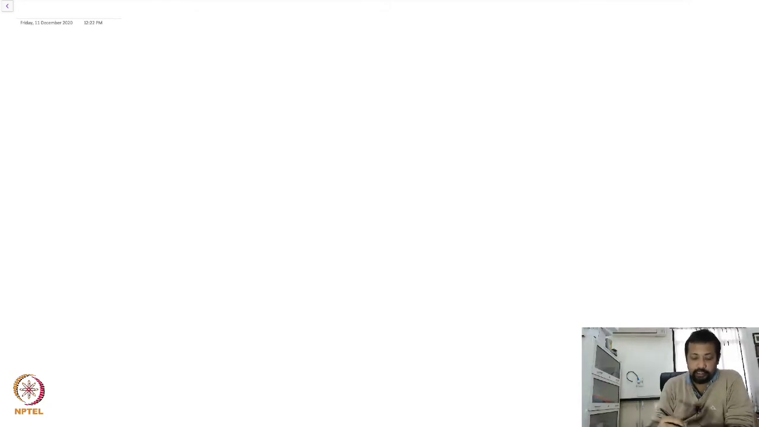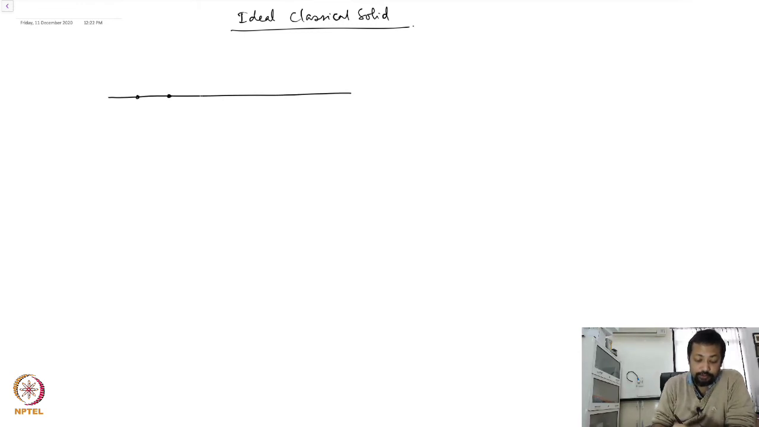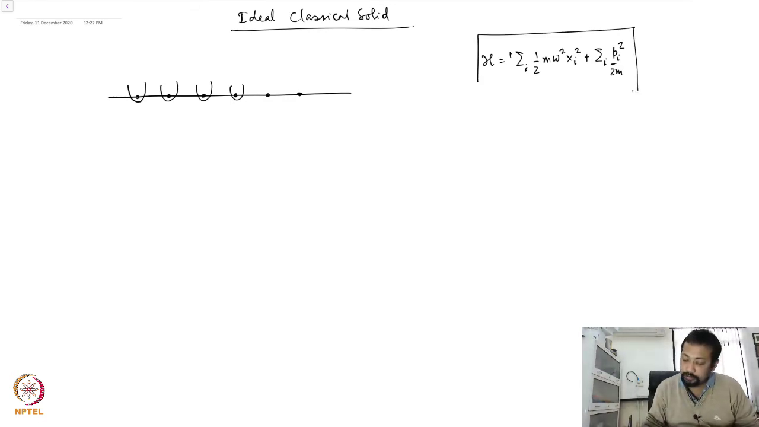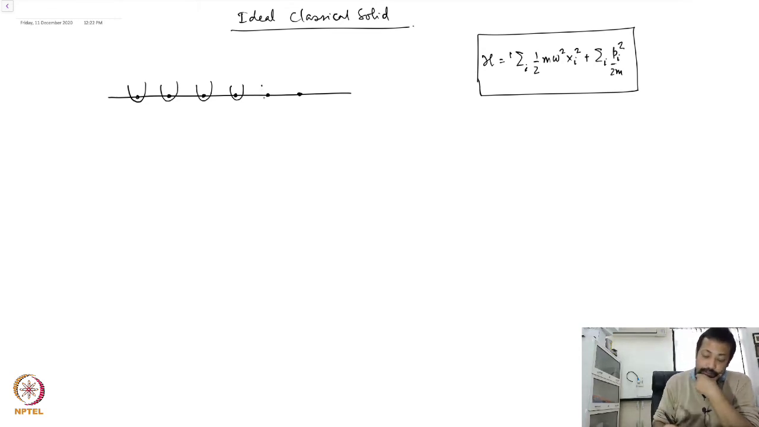We now want to look at a different classical system which is a very, very simple model for a solid. So we want to look at an ideal classical solid. And the model is very simple: I have a one-dimensional lattice where at each of these lattice points I have atoms sitting, and I have a harmonic potential at each of these lattice points, right? So the Hamiltonian of the system is the sum over i of half m omega squared x_i squared plus the sum over i of p_i squared over 2m, right? Now this system is isolated, and therefore I want to apply our microcanonical ensemble to this system and try to figure out the entropy of the system, correct?